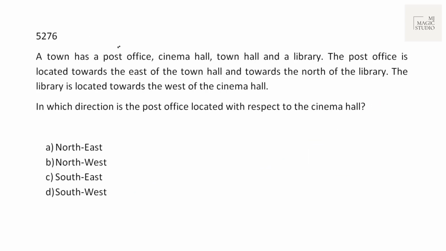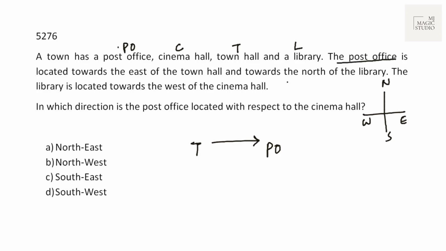A town has a post office, cinema hall, town hall and a library. The post office is located towards the east. Again the directions: north, south, west and east. The post office is located towards the east of the town hall. So this is the town hall, and towards the east is the post office. And towards the north of the library. That means the post office is towards the north of the library. The library should be to the south of the post office.